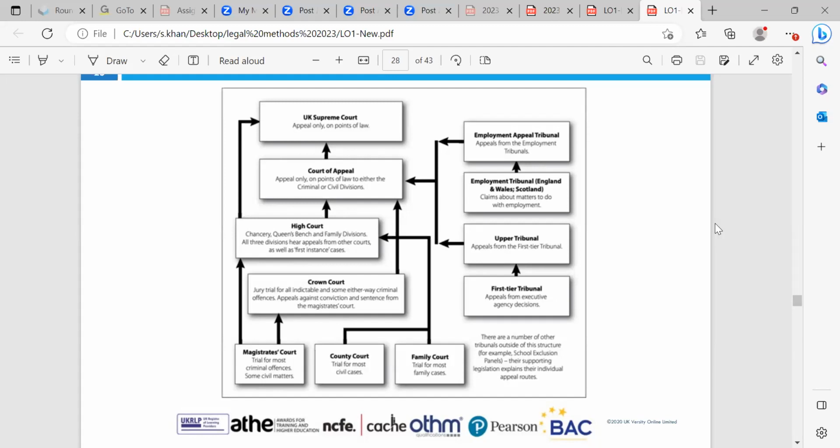Then on the other side, you've got the Employment Tribunal appeal, and that deals with employment tribunal cases, if there's any sort of discrimination. Then the Employment Tribunal, in England, Wales and Scotland, deals with any claims regarding employment. The Upper Tribunal deals with appeals, and the First-tier Tribunal deals with appeals from the executive. So in this structure the highest court is the Supreme Court, and matters go there if something is not being dealt with properly at the lower stage.